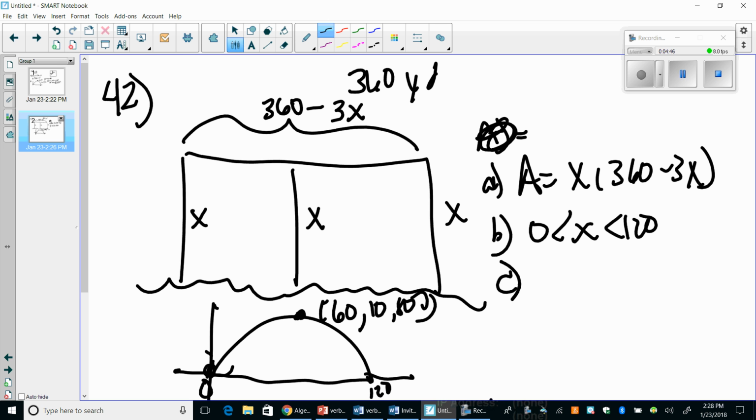And then part C, using the graph below, which is this graph, they want to know what the dimensions are that yield the maximum area. So it's when x is 60 that you get the most area, which is 10,800 square yards.